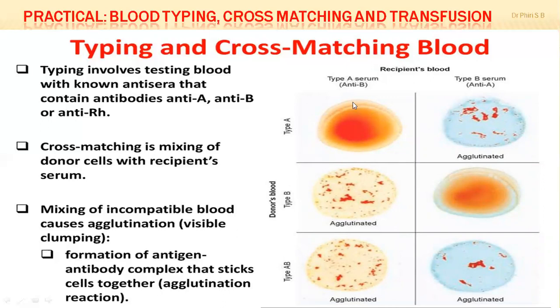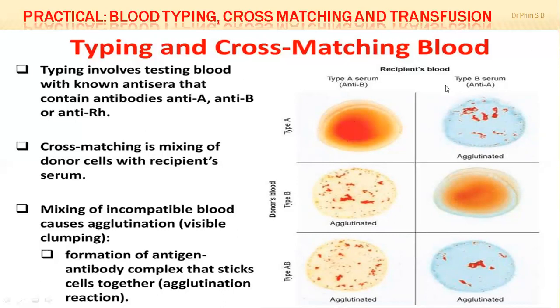So if you mix this serum with type A blood, the type A blood has antigen A. Because they have antigen A, you won't get a reaction here. So it means that these bloods are compatible. So you have type A, which is compatible, so they can be mixed or transfused.